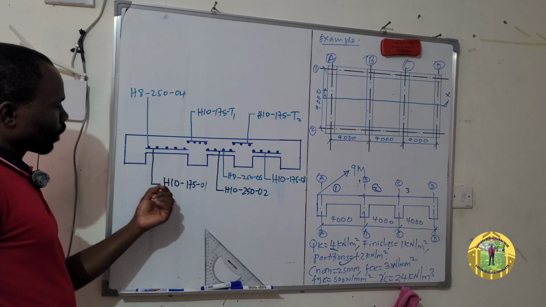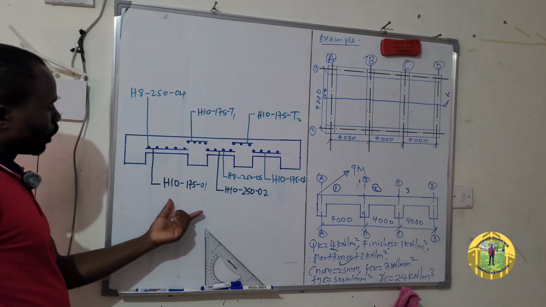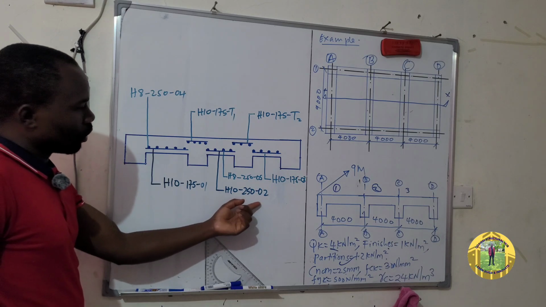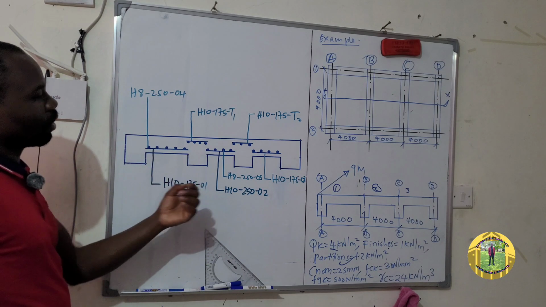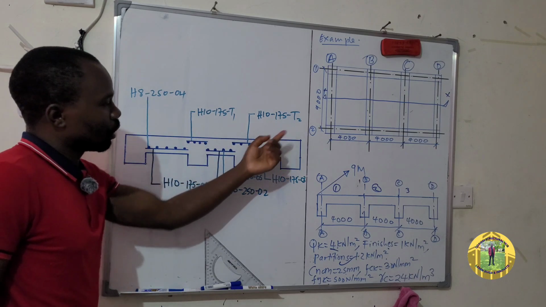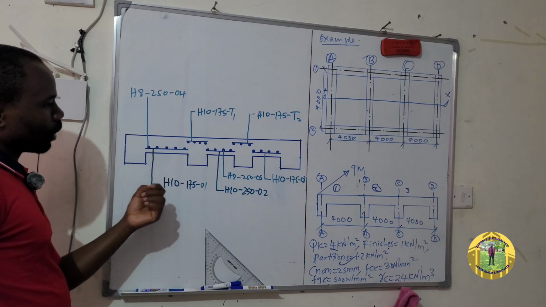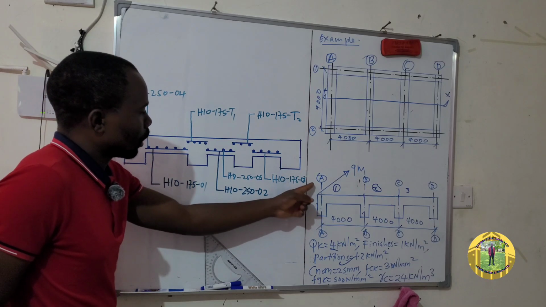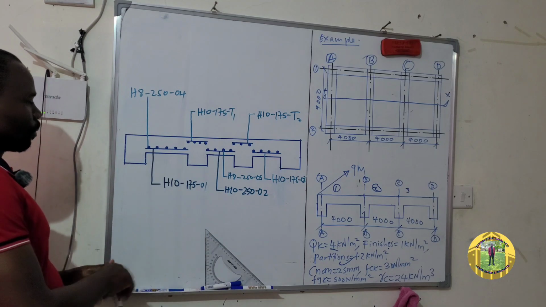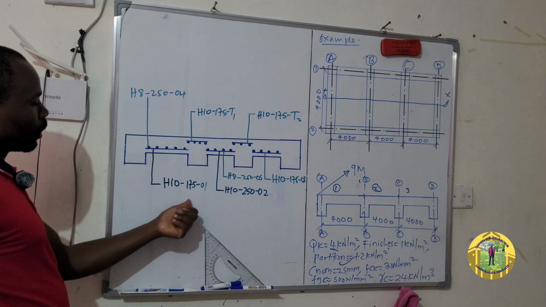So this one, as you can see, the bottom reinforcement, I have labeled it using numbers like 01, 02, 03, 04, 05, and so on. And the top reinforcement, I have used T1 and T2 and so on. So for the bottom reinforcement, remember for the end span, which is span 1 and span 3, so here it is. These are the reinforcements. So H10 at 175. So we call it 01.